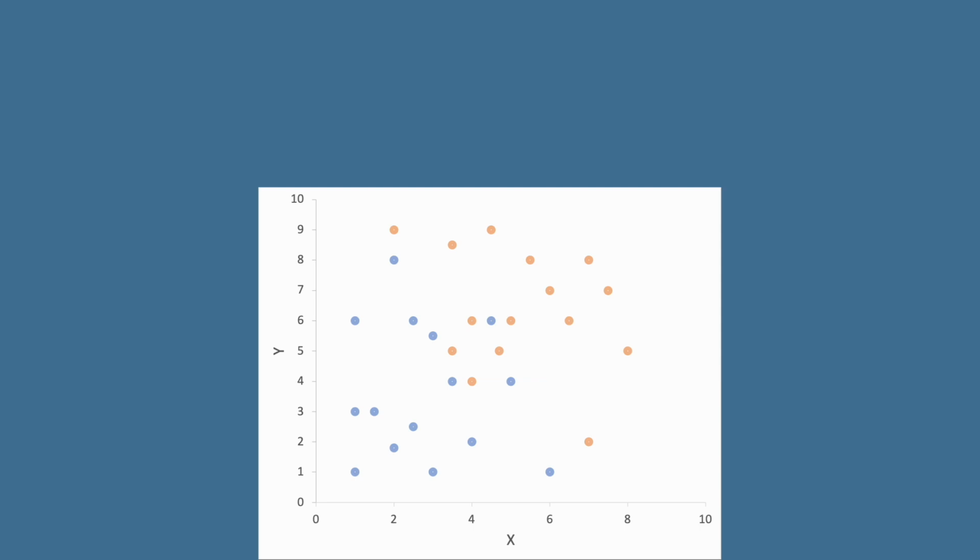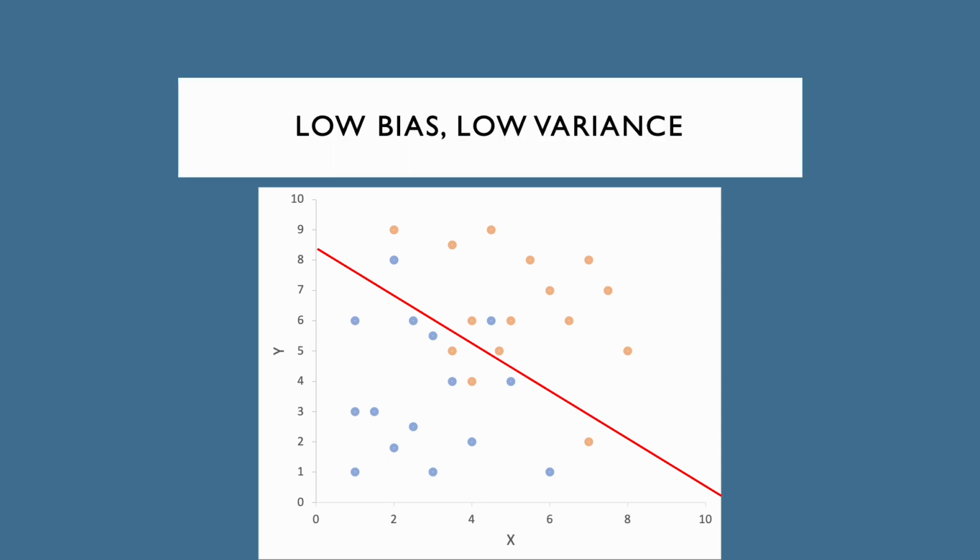Let's continue training this model for a bit more. This is the classification boundary that the model came up with. This one looks a lot better than the previous one. There are few misclassification examples, but it looks like this is probably the best classification boundary for these data points to avoid training on the noise. So this one has low bias and low variance.